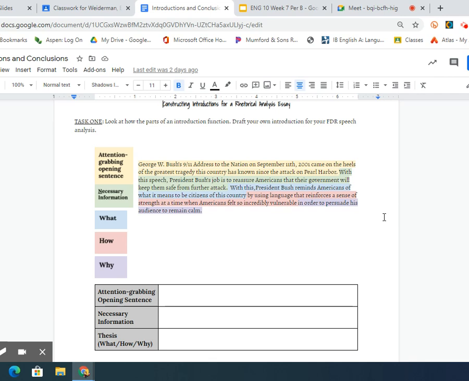Necessary information. With this speech, President Bush's job is to reassure Americans that their government will keep them safe from further attack. So your necessary information is just a sentence or two of what your audience needs to know in order to understand your argument. When we're talking about the FDR speech, which is what you'll be writing about, what does your audience need to know in order to understand the FDR speech?